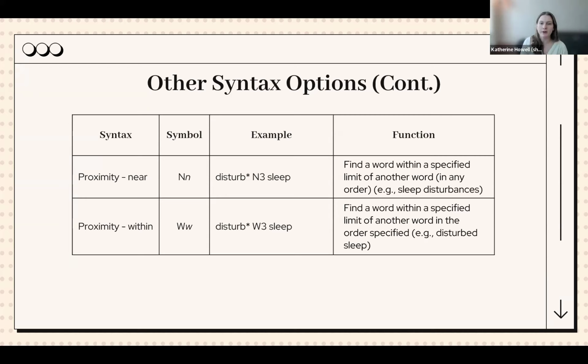Within proximity is very similar, except that it mandates the order the words have to be in. So that says you want to find disturbed sleep, but you're not interested in sleep disturbances, or if the words were to be switched around, that would not be relevant anymore. So that's essentially how that works. That one can be a bit more complicated, but has a lot of use cases, especially in the more complex searches like systematic reviews.